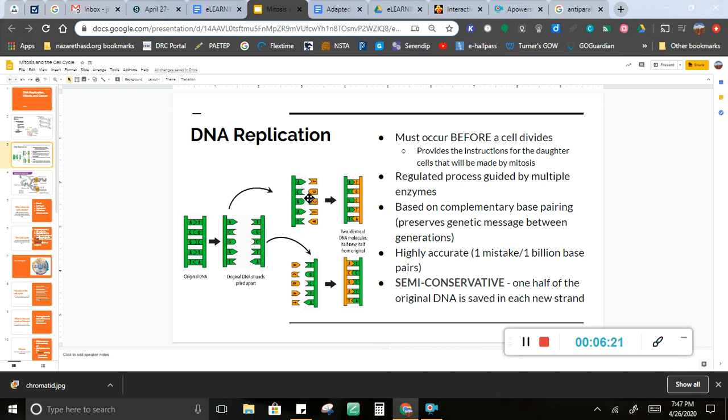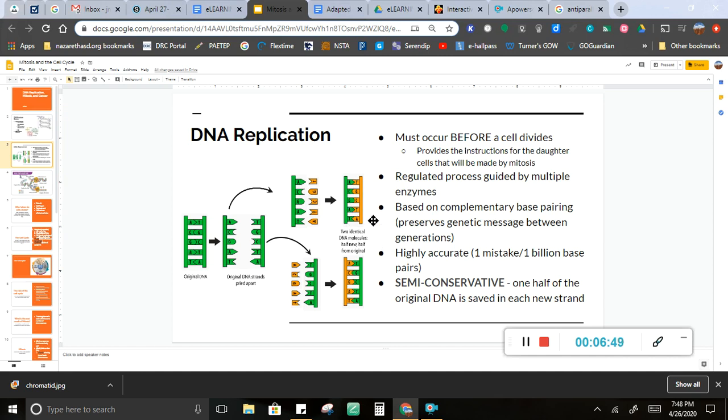If it reads a C, it'll bring in G. If it reads G, it brings in C. If it reads A, it brings in T, and so on and so forth. So it's following those complementary base pairing rules. Once that enzyme has finished reading all of the template strands, what we end up with at the end are two identical DNA molecules. Each of them is half original DNA and half new DNA.